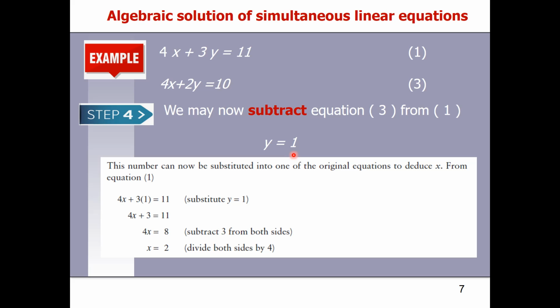Now, to determine the value of x, we have to take y equals 1 and substitute it in either equation 1 or equation 2 or even equation 3. So let's substitute y by 1 in equation 1. Then we will get 4x plus, instead of y, I'm going to place 1. So 4x plus 3 times 1 equals 11, and then 4x plus 3 equals 11. Now subtract 3 from both sides of this equation. We will get 4x equals 8, and then you divide by 4, you will get x equals 2.